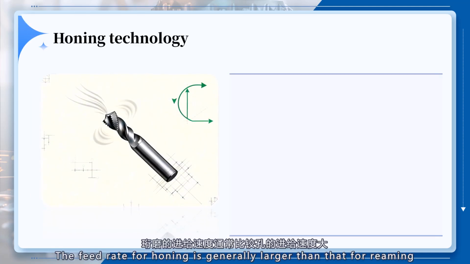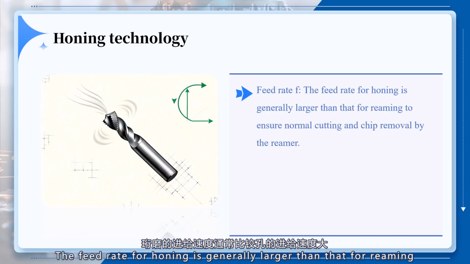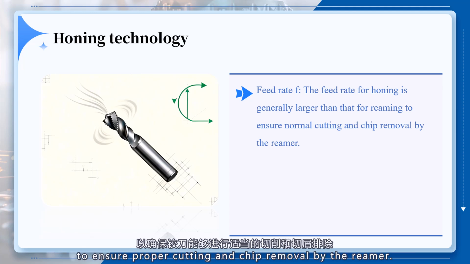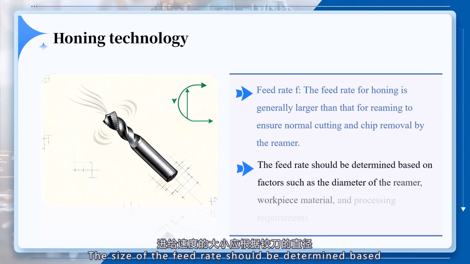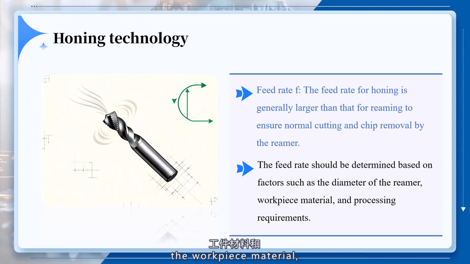Feed rate F. The feed rate for honing is generally larger than that for reaming to ensure proper cutting and chip removal by the reamer. The size of the feed rate should be determined based on factors such as the diameter of the reamer, the workpiece material, and the machining requirements.